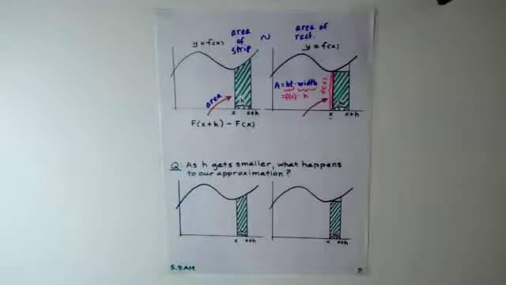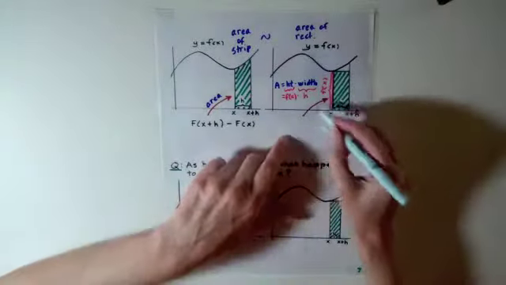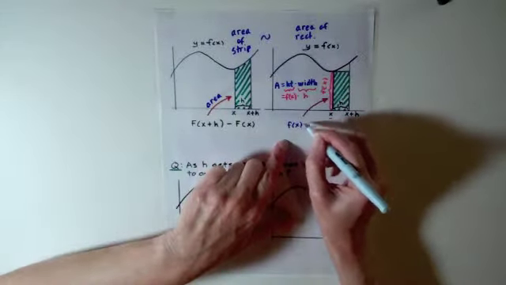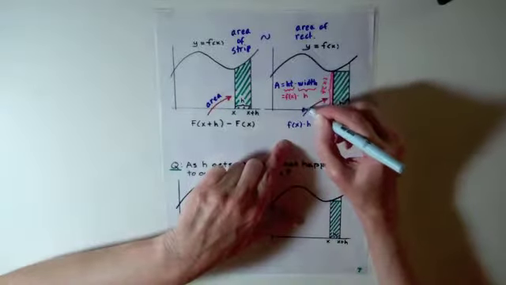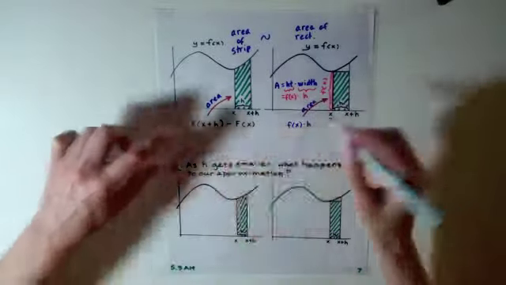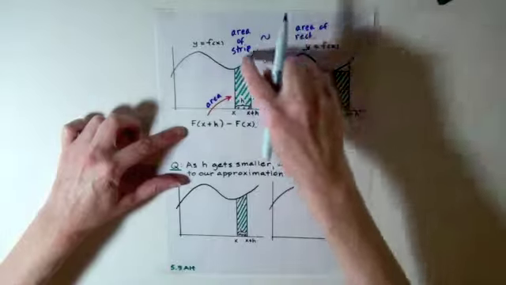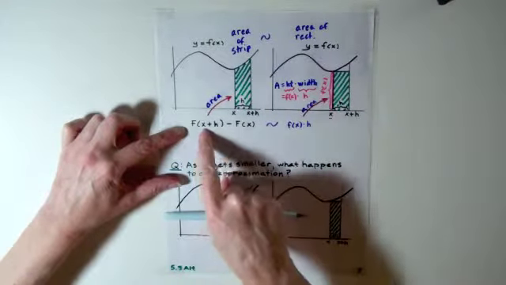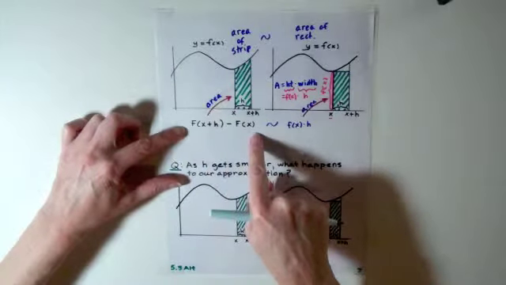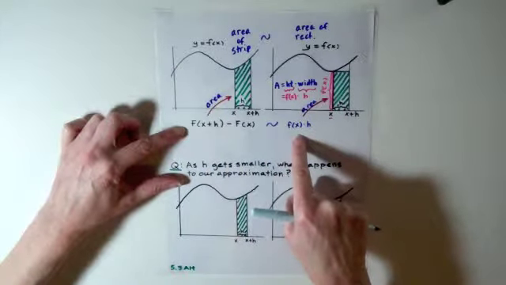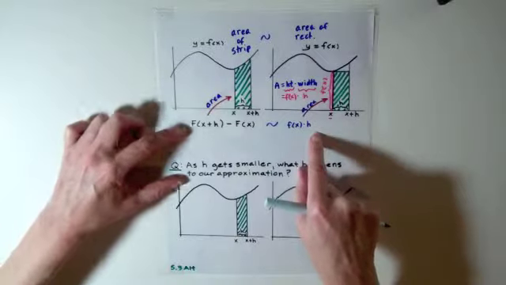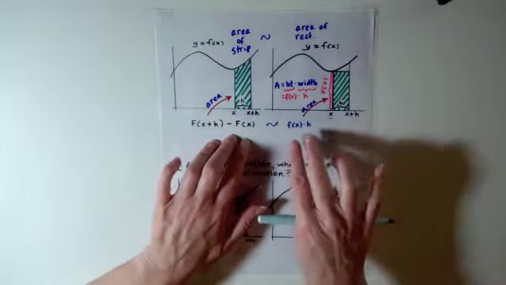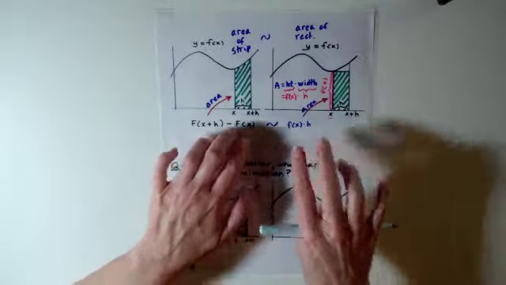So let me go ahead and write that down: the area of this rectangle is little f of x times h. So that's the area of my rectangle. This is the area of my strip. We said those two are approximately equal to each other. So capital F of x plus h minus capital F of x is approximately the same as little f of x times h.